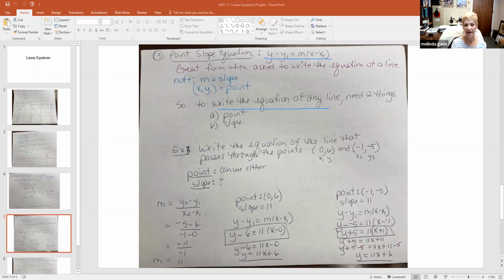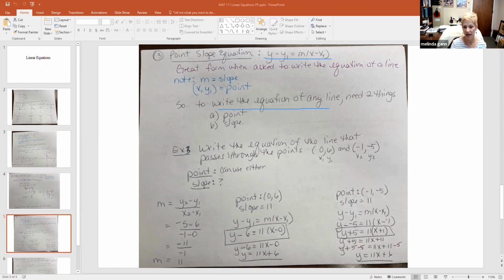And what it tells me is I need two things. That m is my slope, so I'm going to need to know the slope. Do you notice that one pair of x's and y's has a subscript and one doesn't? The pair with the subscript is a point. So that's going to be replaced with numbers. So I need a point. So when you want to write the equation of any line, you need two things, a point and a slope.